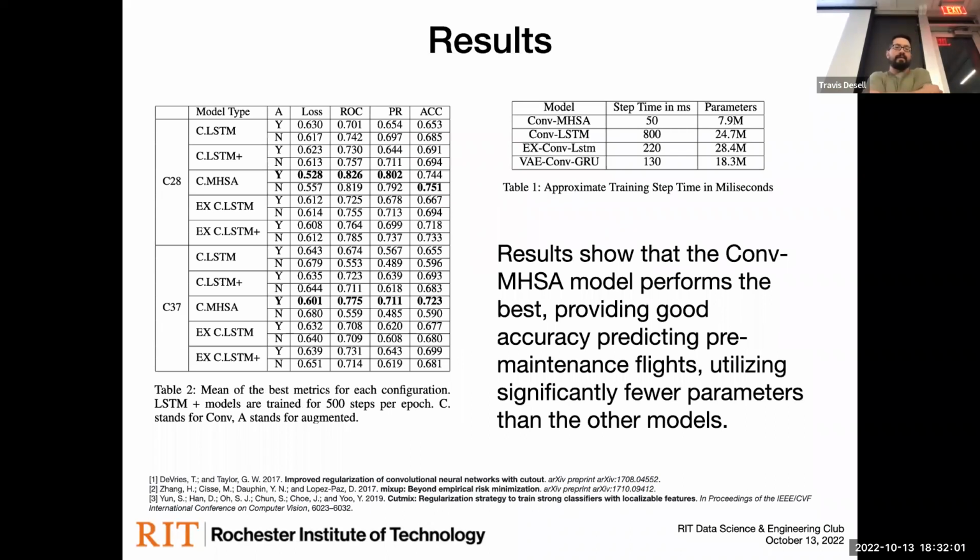Looking through that, we found that when we added in these augmentations, the convolutional transformer outperformed these other methods by quite a bit, actually, and we were able to get around 75% accuracy with the generic problem of did this flight happen before a maintenance issue, or did it happen after? We weren't looking at any particular maintenance issue yet, but this is future work. We have a couple papers in the mix for that.